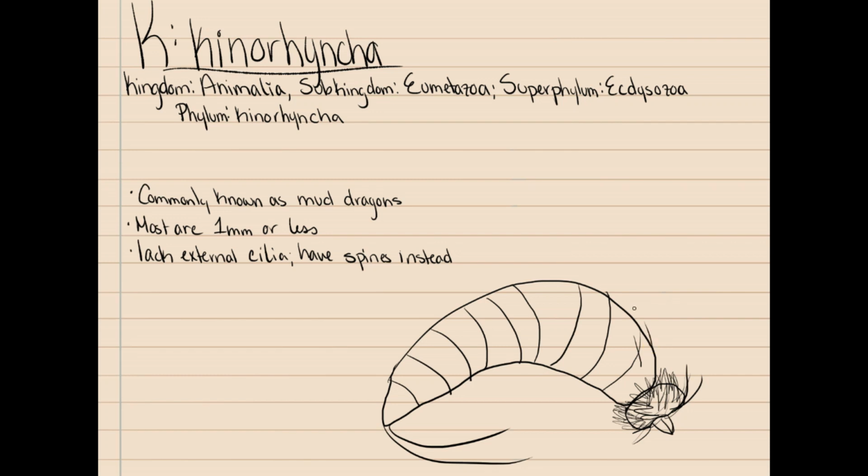K is for Kinorhyncha, which are also known as mud dragons. They lack external cilia and have spines instead. Here's a video of a Kinorhyncha.